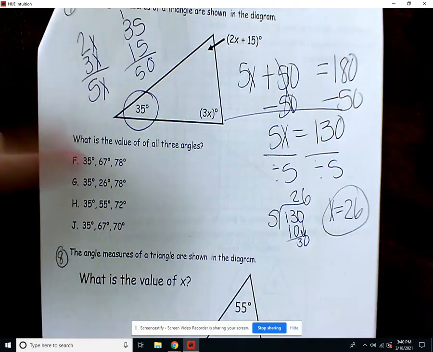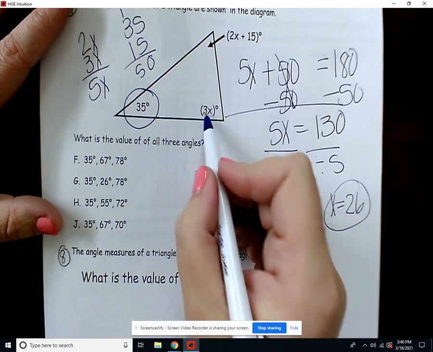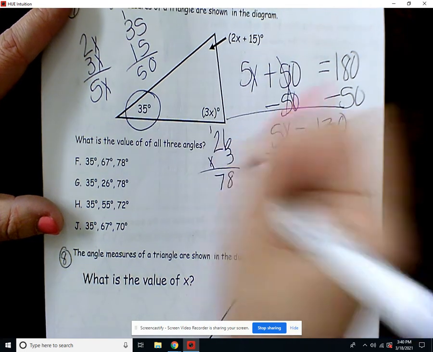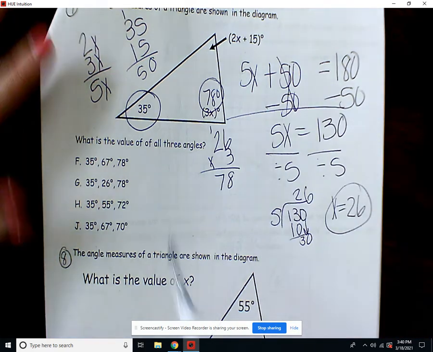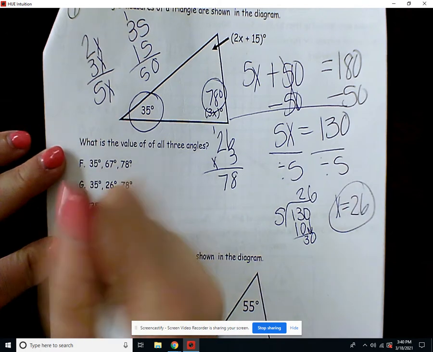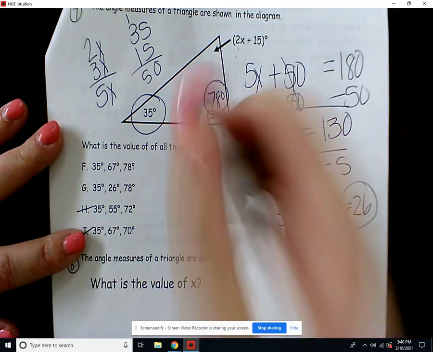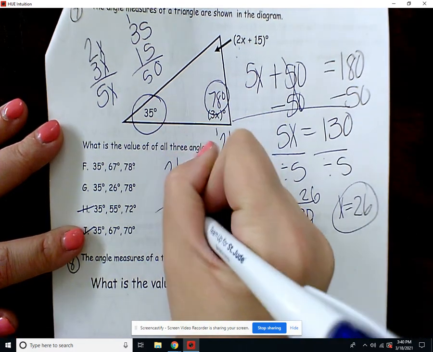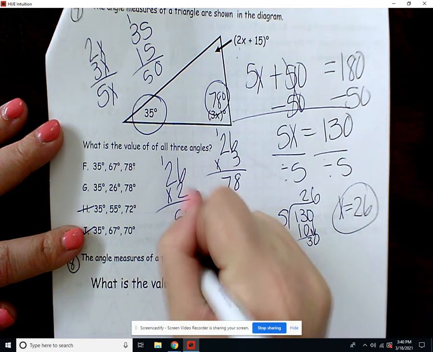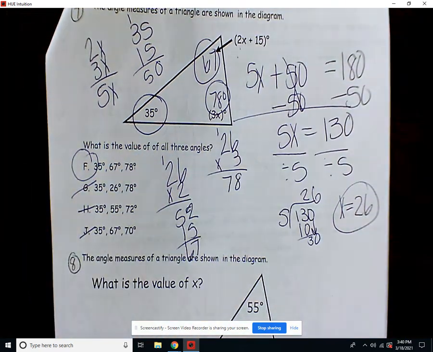So one angle is 35, so that's where we get the 35. So let's do 3x. So 3x means times your x by 3. So I'm going to do 26 times 3, which is 78. So now I'm going to find all the answer choices that have 78. So that's F, G, H does not, J does not. Now we need to find our missing angle for this one. So 2x means take your x, times it by 2. And we're going to add 15, which is 67. And so our answer is going to be F.